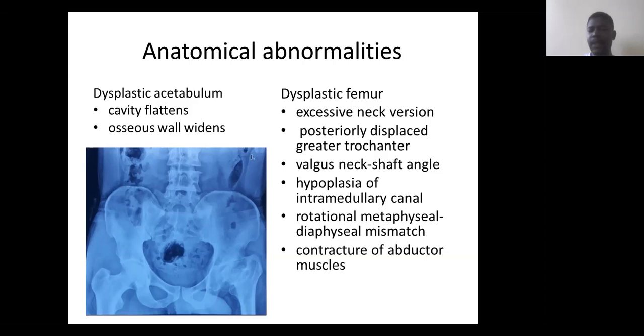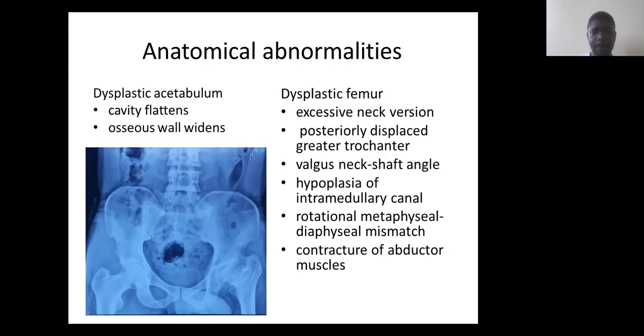Then we can see in this patient the native femoral head is still in the acetabulum, but the whole proximal femur looks proximally migrated, so that the abductor lever arm is shortened and predisposes these patients to abductor contractures. Then some patients with severe disease can also have contractures of all the other muscles around the hip, the flexors, the hamstrings, and the external rotators also, which might also need to be released when we're doing a total hip replacement.